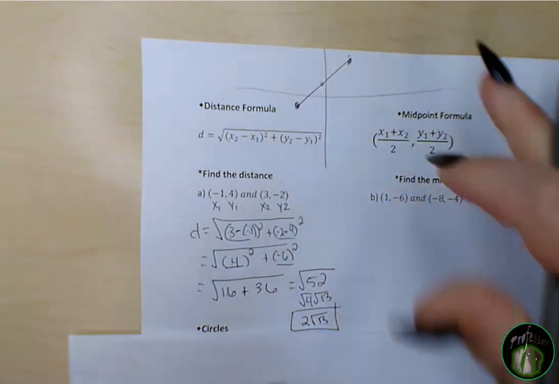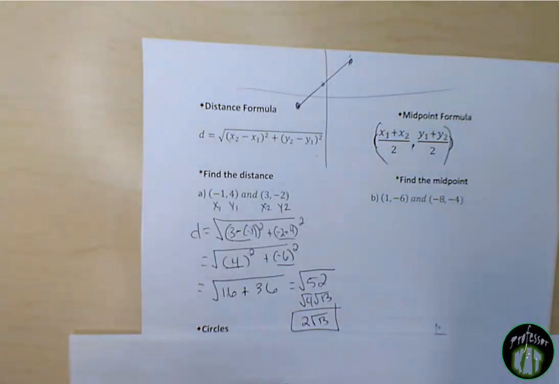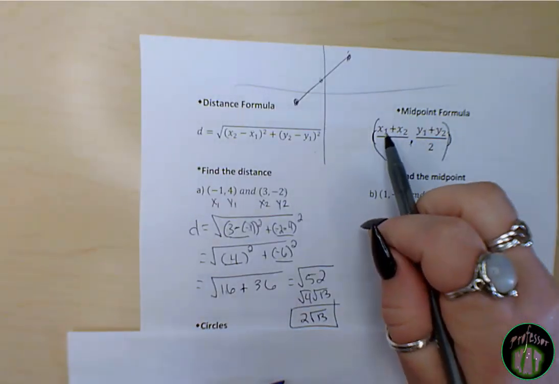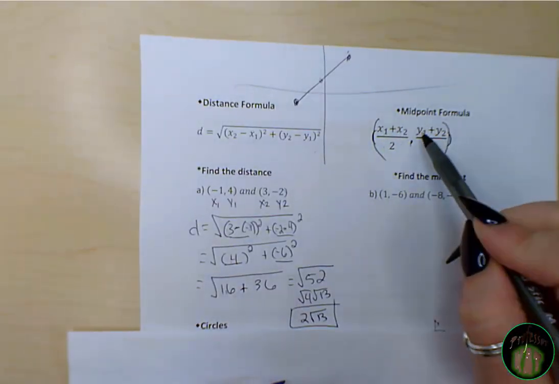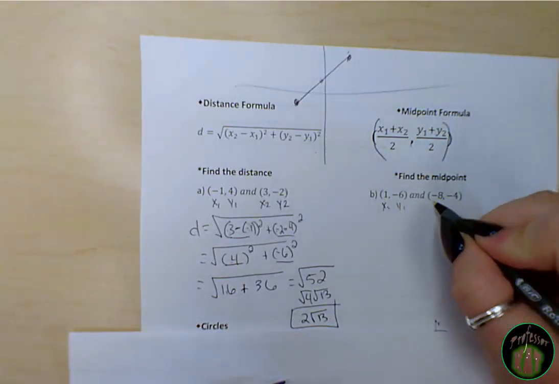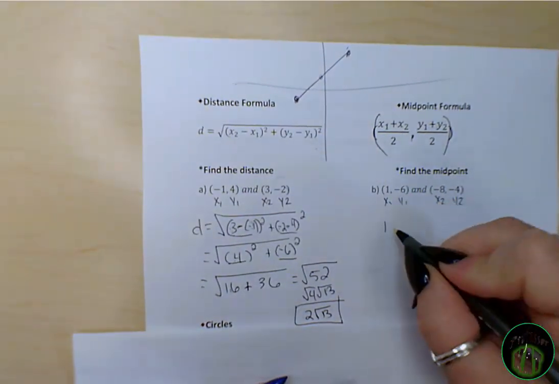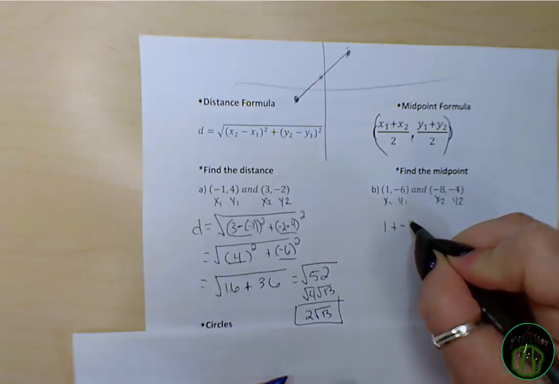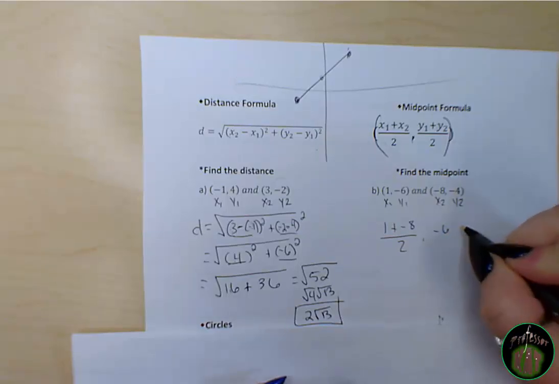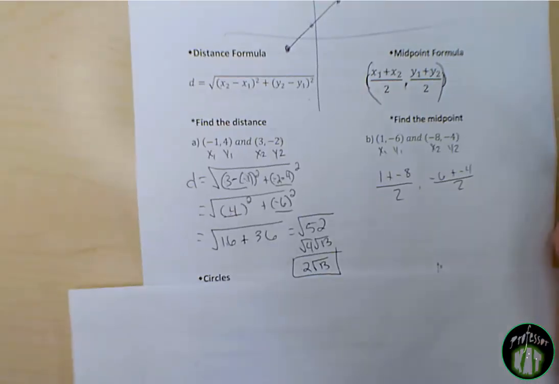So this formula is set up to give you a point, right? So you have your x value here, then your y value. In order to figure out your x value, you're going to add your two x's, x1 plus x2 over 2, then y1 plus y2 over 2. So label your points, x1, y1, x2, y2, and plug in. x1 is a 1, plus x2 is a -8, and we'll divide that by 2. y1 is a -6, plus y2, which is a -4, and we'll divide that by 2.